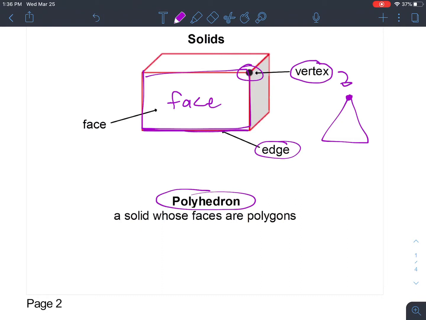And that just means a solid whose faces are polygons. So for example, if I were to draw a cube here, that is a polyhedron, whereas if I try to draw a sphere, that one is not going to be a polyhedron because its faces are not polygons.